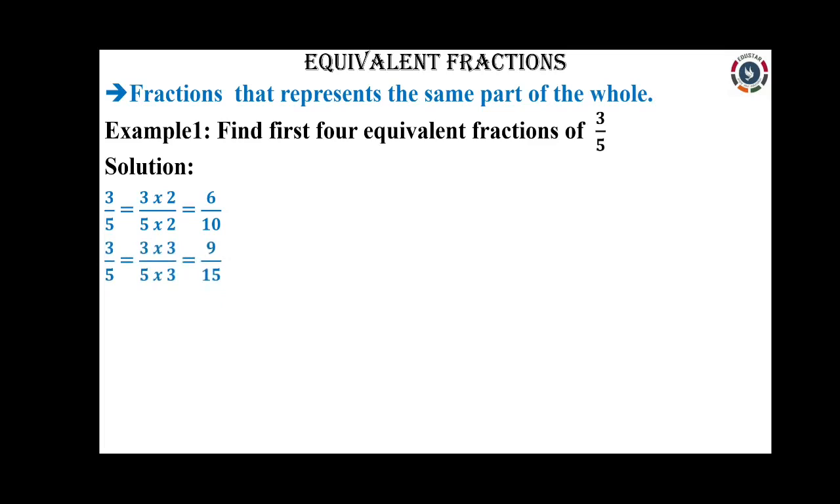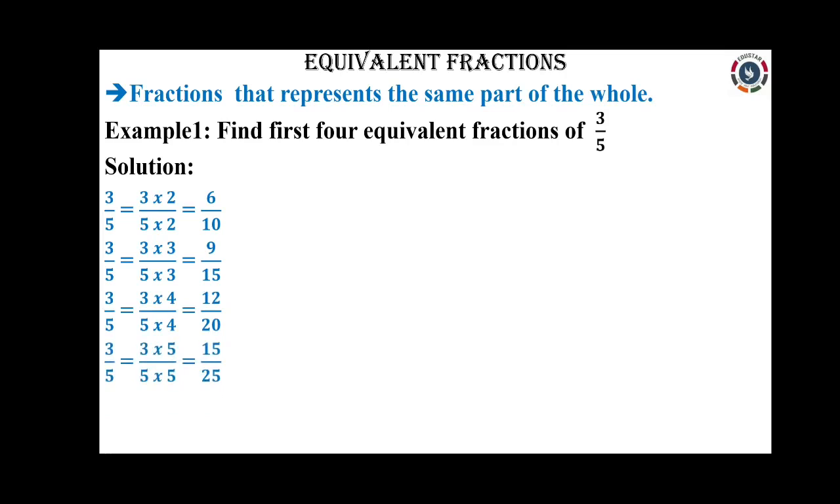Next, 3 by 5 is equal to 3 into 3 by 5 into 3. 3 3s are 9, 5 3s are 15. 9 by 15. The fraction 9 by 15 is equal to 3 by 5. Next, 3 by 5 is equal to 3 into 4 by 5 into 4. 3 4s are 12, 5 4s are 20. So, the fraction 12 by 20 is equal to the fraction 3 by 5.